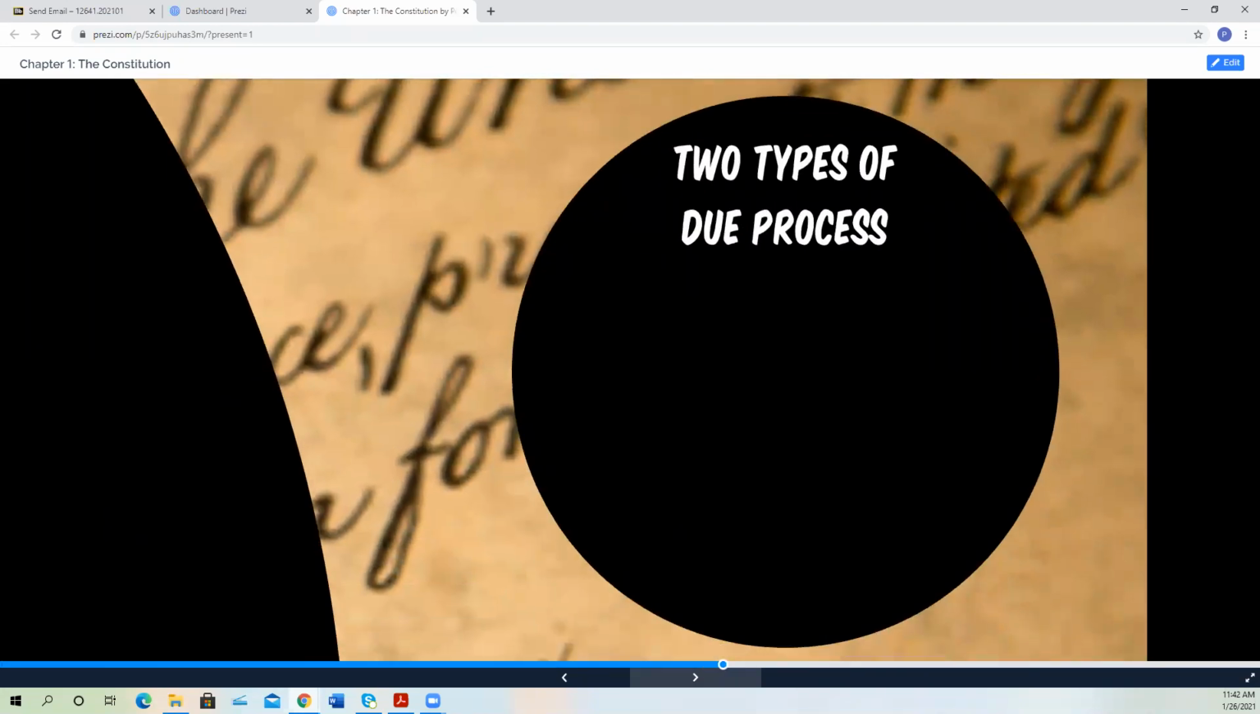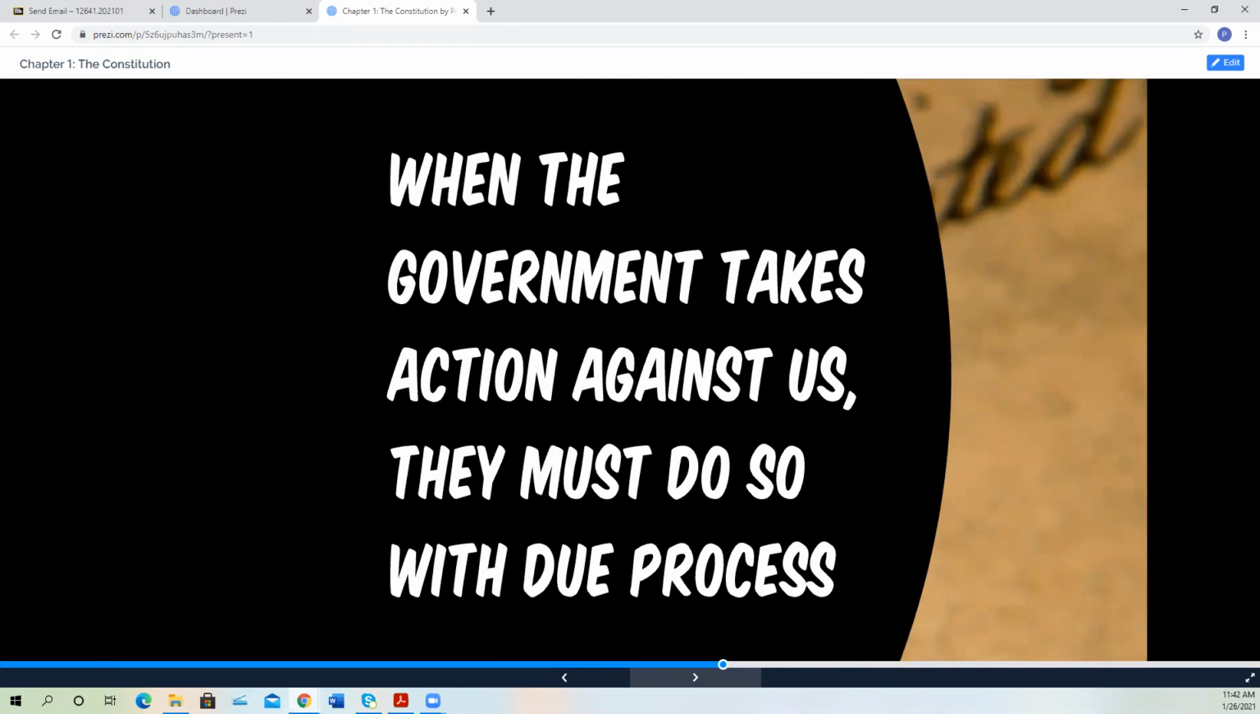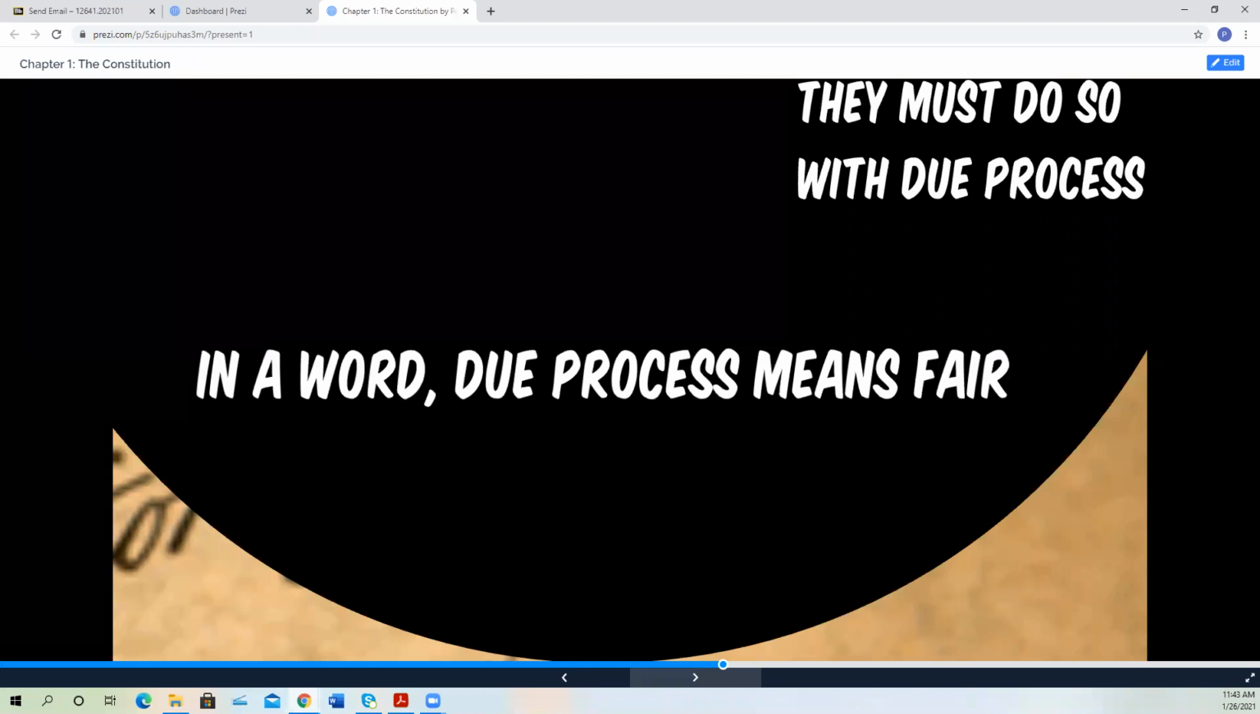And that brings us to due process itself, and to talk about due process for a little bit. There are two types of due process. When the government takes action against us, they must do so with due process. So if you remember, the 14th Amendment says the state cannot deprive us of life, liberty, or property without due process. So if the state does one of those things, takes away a liberty of ours, takes away property, or takes our life, they must do so with due process. It doesn't say that they can never do it. It just says when they do it, they must do so with due process.